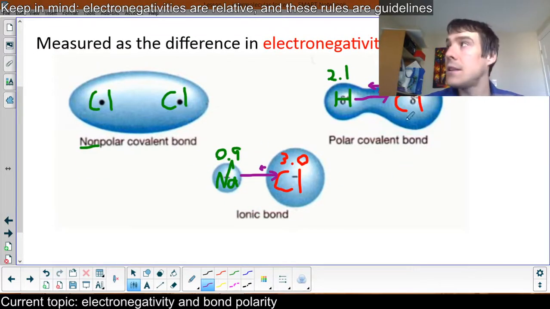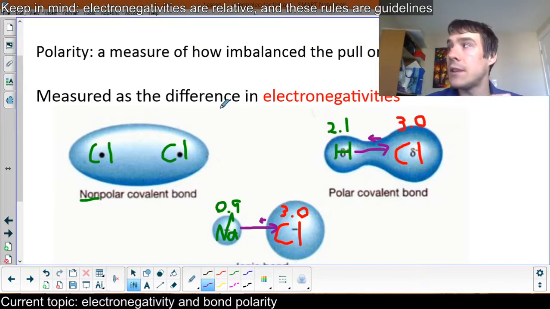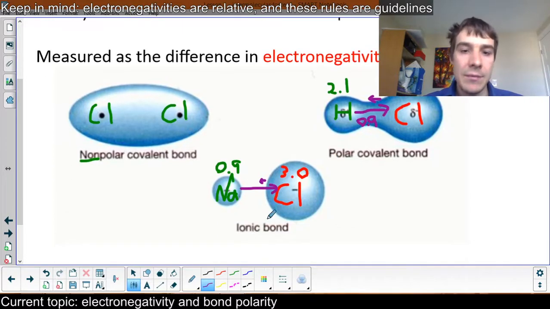The difference in electronegativities tells you how polar the bond is going to be. This one here, there's a difference of 0.9. So that's quite strongly polar, right? This one here has a difference of 2.1. So it's very, very strong. Now, that doesn't mean that this is twice as strong as this.